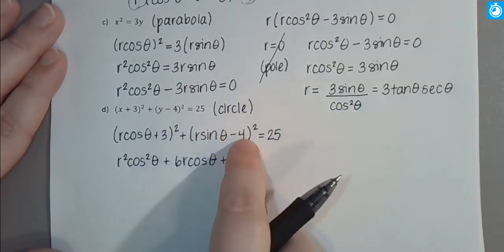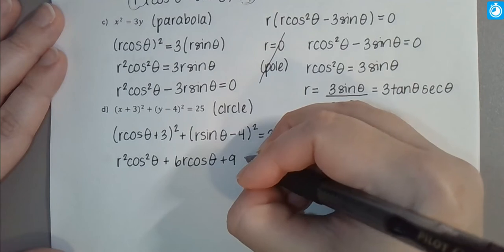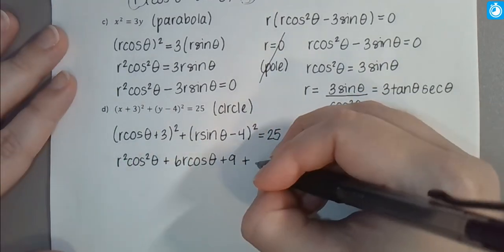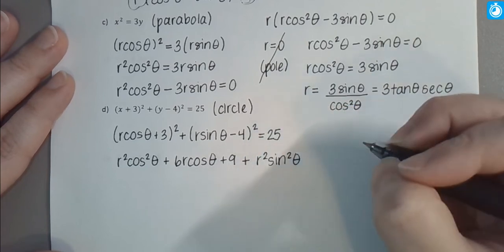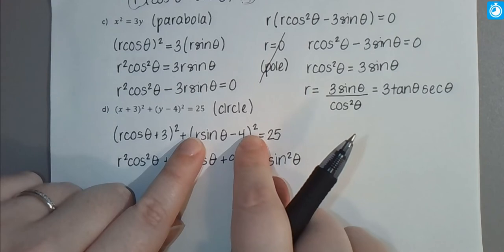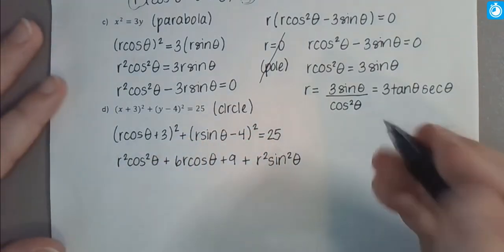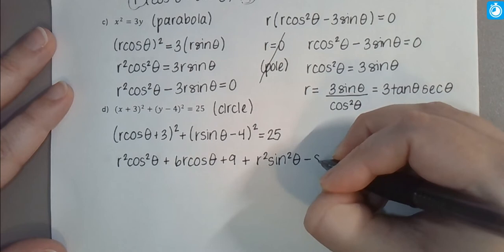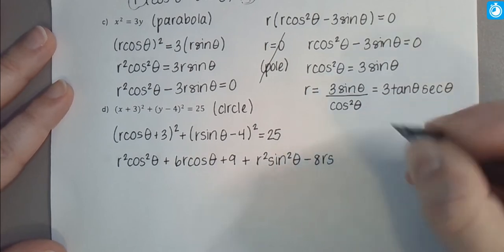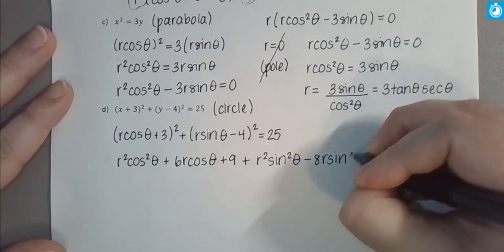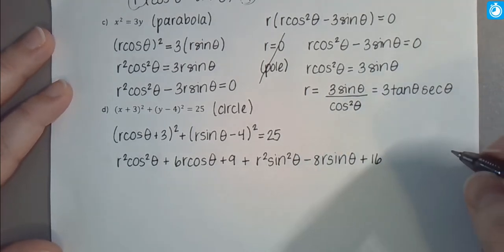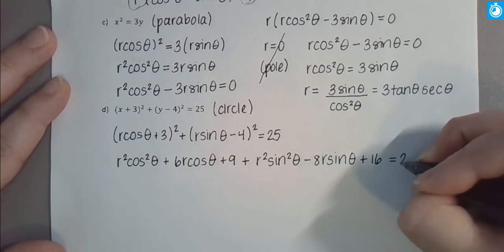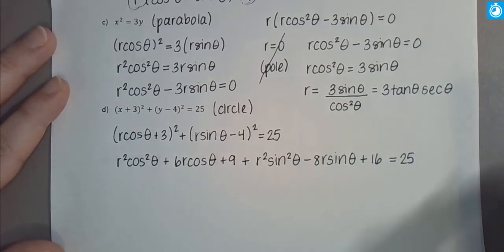And then we do the same thing over here, paying attention to the fact that we have a negative. So we square our first term, so r squared sine squared theta. Outer would be negative 4r sine theta. Inner would be negative 4r sine theta as well. They don't cancel, they combine to negative 8r sine theta. And then negative 4 times negative 4 is going to be positive 16. And then all of that is equal to 25. Okay.